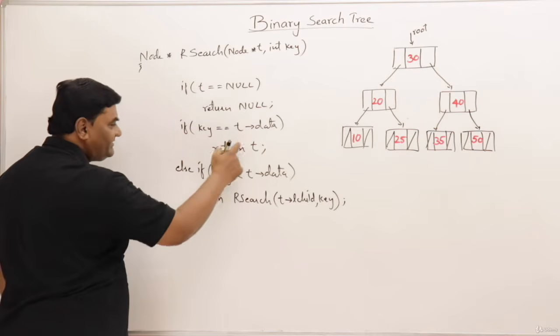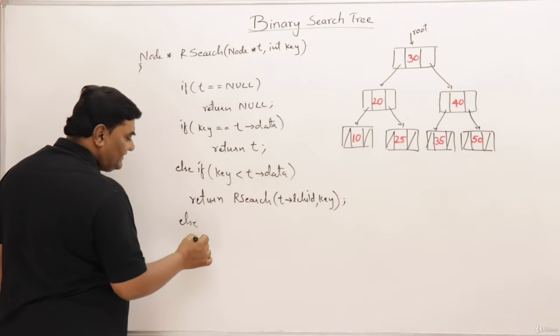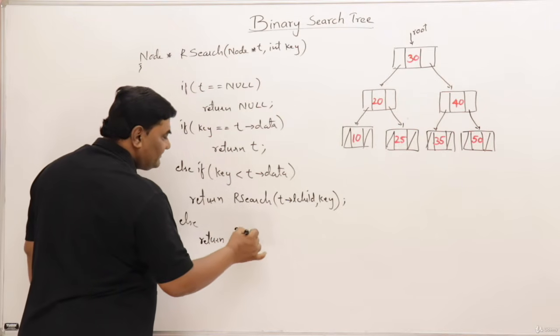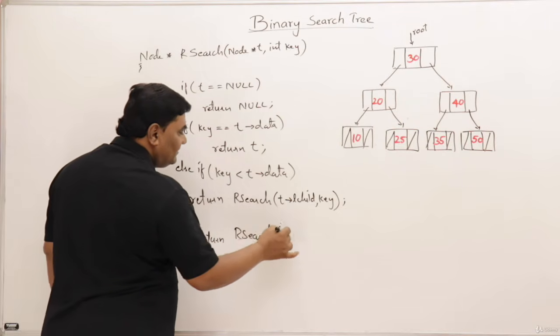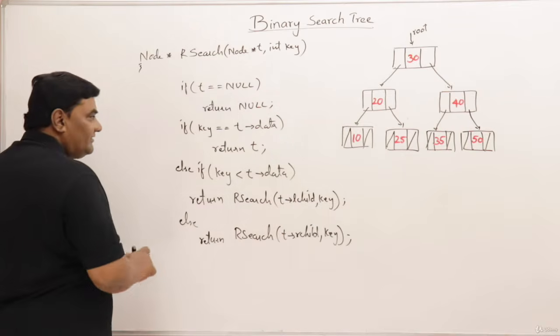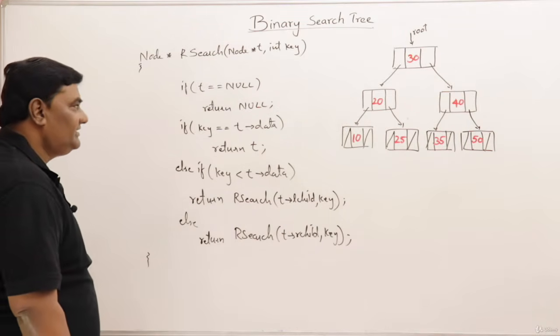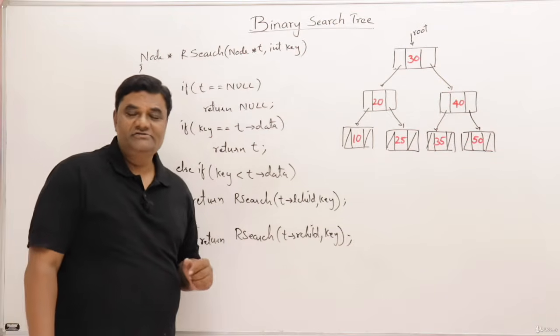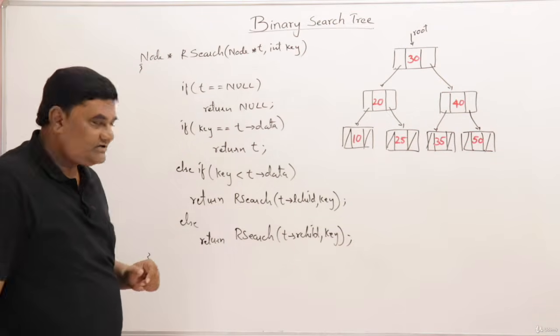Otherwise, it's not matching, it's not less, so definitely it is greater. So search in the right subtree. So this is a recursive function for searching in a binary search tree.